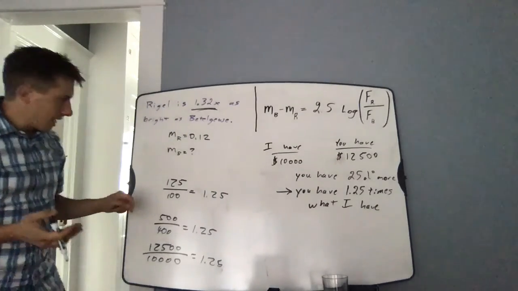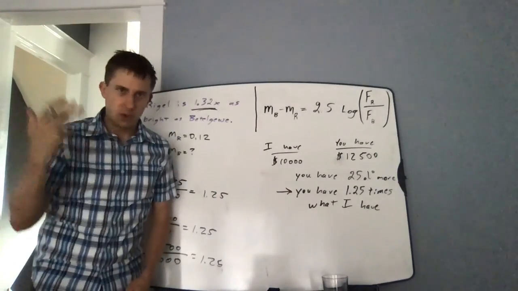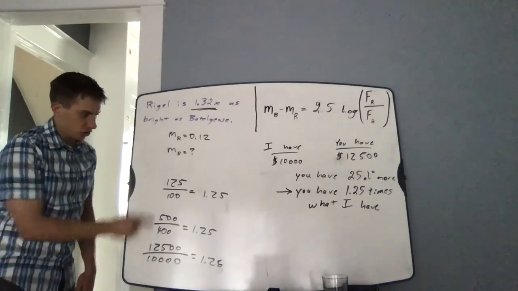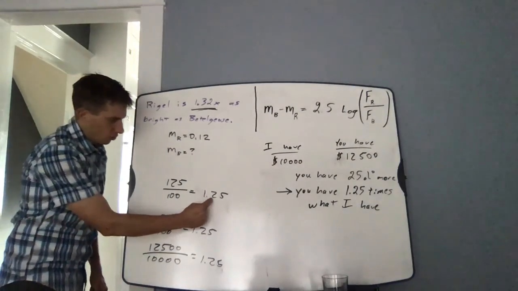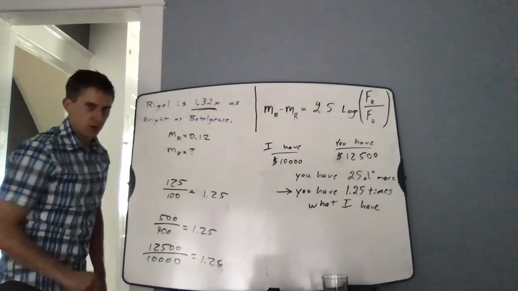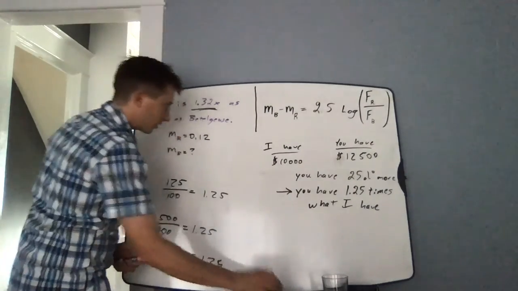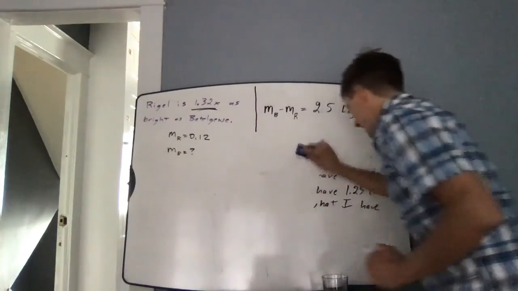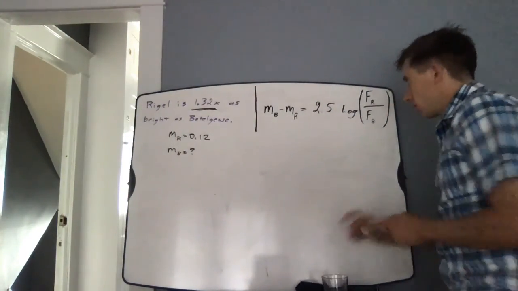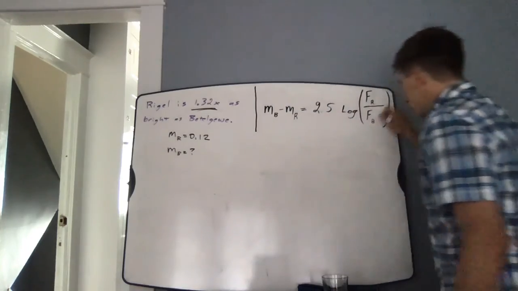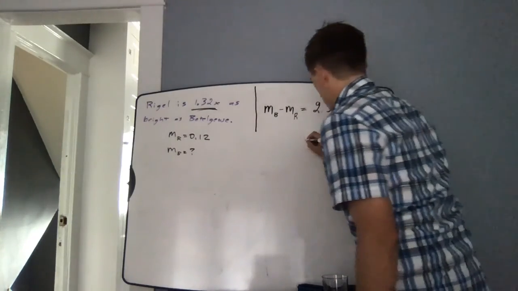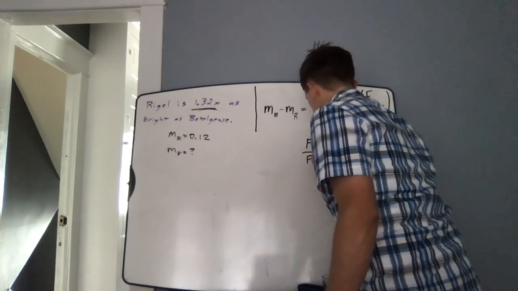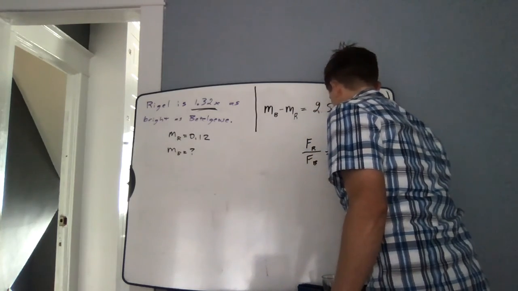It's like saying, if I say you have 1.25 times more money than me, you don't know which of these is actually true, but you do know that no matter what, you have 1.25 times more than I do. So this statement is saying that the brightness of Rigel over the brightness of Betelgeuse is 1.32. So FR over FB is equal to 1.32.